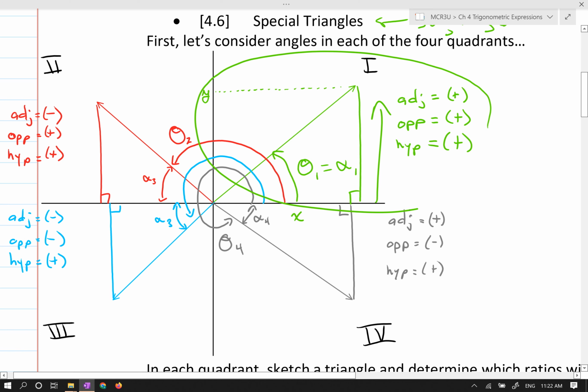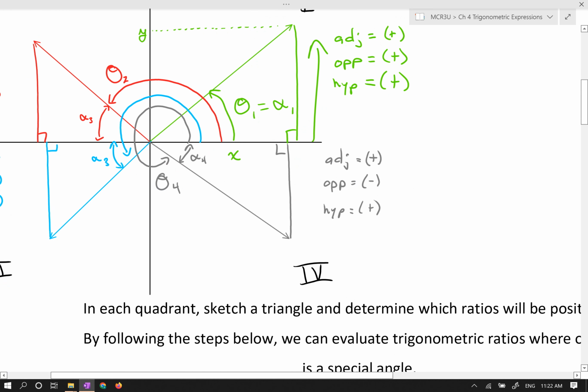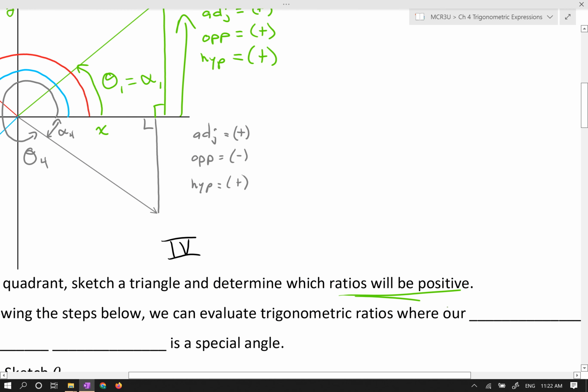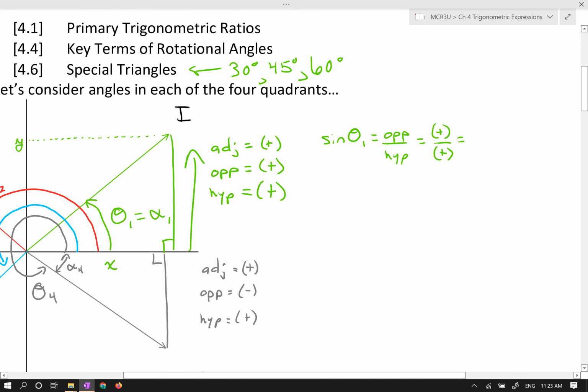Now, if all of these are the case, then let's go back and look at our work in our first quadrant. Here we're going to use these adjacent, opposite, and hypotenuse sides in order to determine which ratios are going to be positive. So if I'm working with the sine of theta 1, I know sine is opposite over hypotenuse, and I know my opposite side is positive. I know my hypotenuse is positive, so my sine of theta here will be positive.